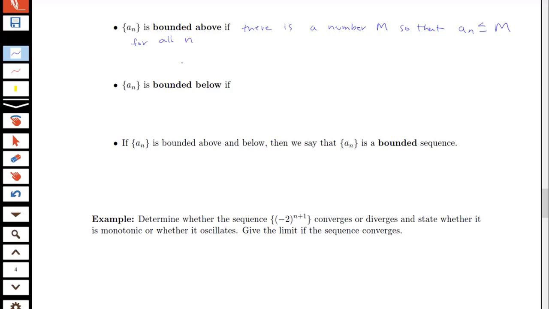An example of a sequence that's bounded above: you could have the sequence 1 minus 1 over 10 to the n, where this sequence would be 9/10, 99/100, 999/1,000, etc. So the terms here are all bounded by 1.